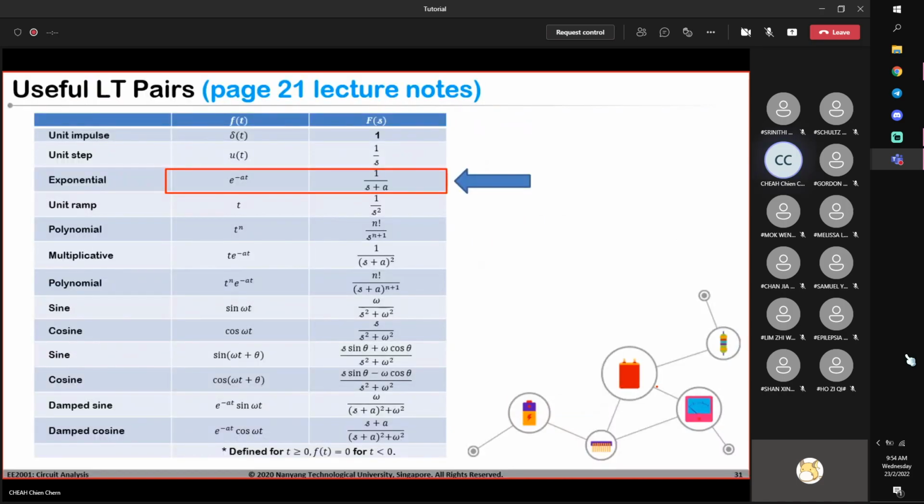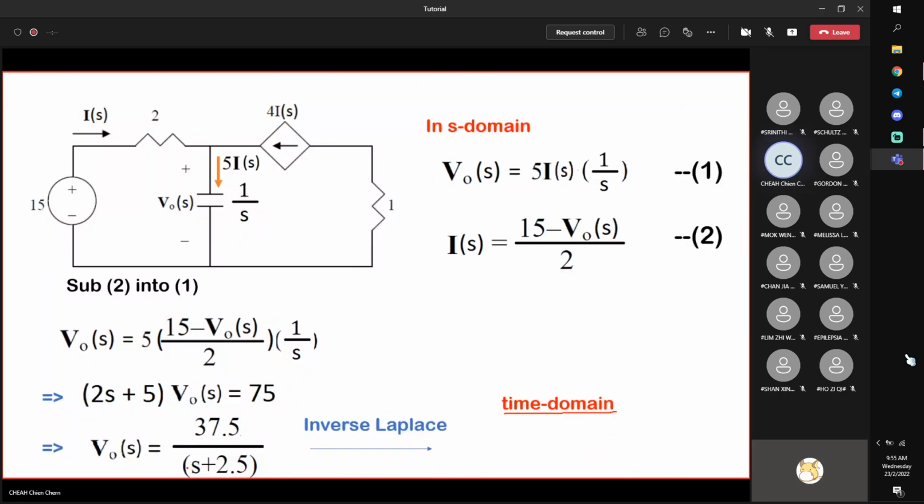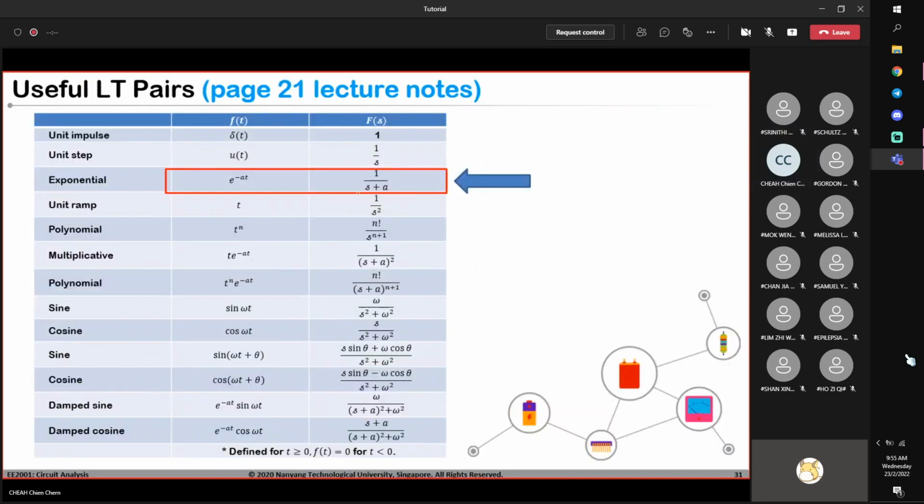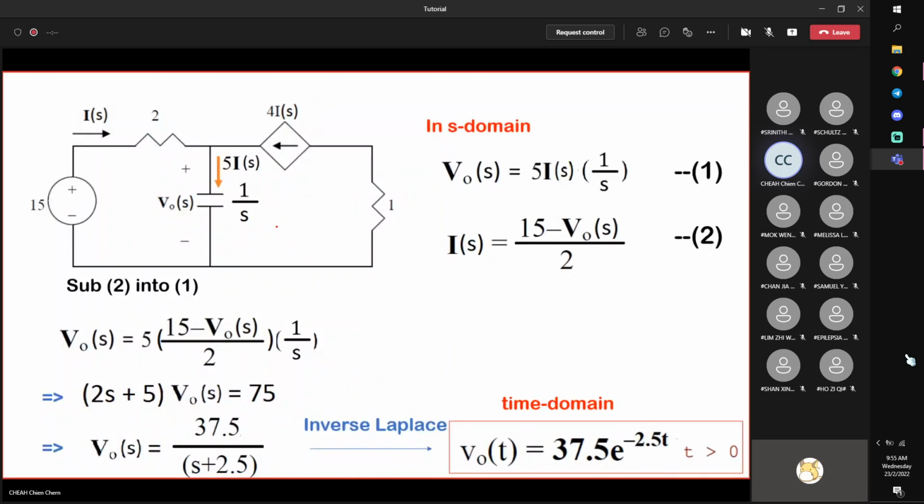To do that, you need not remember anything, just refer to the tables. 1 over s plus 2.5, a equal to 2.5, e to the power of negative 2.5t is your solution. Linearity property, multiplied by 37.5. And don't forget to put t greater than 0 or multiply by u(t), because Laplace domain is only valid for t greater than 0. Any questions?